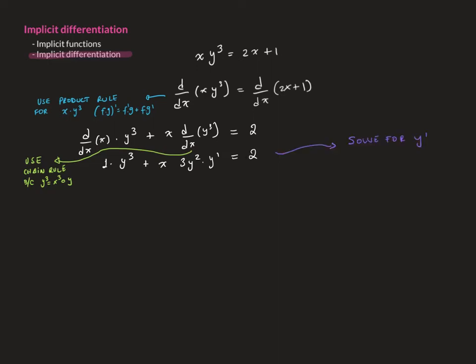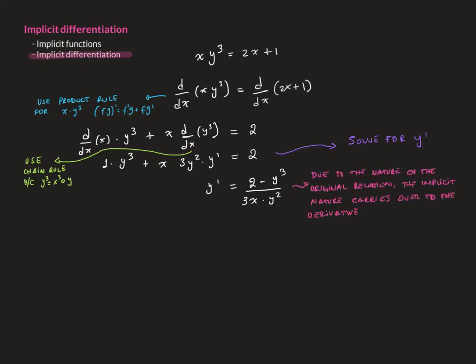And now if we want to find the derivative, we just need to solve this equation for y dash. So y dash is equal to 2 minus y power 3 divided by x times 3y squared. Unfortunately, because we don't know anything about the y in this particular question, the derivative y dash is dependent on the values of x and the values of y.